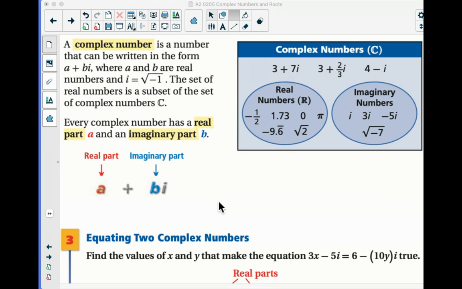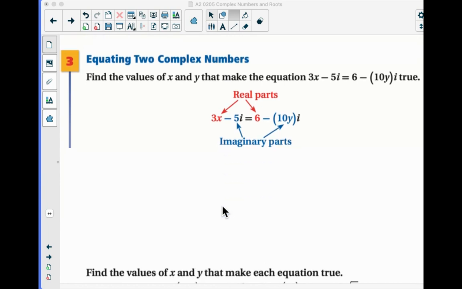Here we have to find the values of x and y that make the equation 3x minus 5i equals 6 minus 10yi true. What? So check it out. The real parts, we have 3x, we have a regular number 6, and then we have the imaginary parts with the i's. We have negative 5i and negative 10yi. So we just solve for the x's. We solve for the i's, which have the y's, and then we're going to get two answers here.